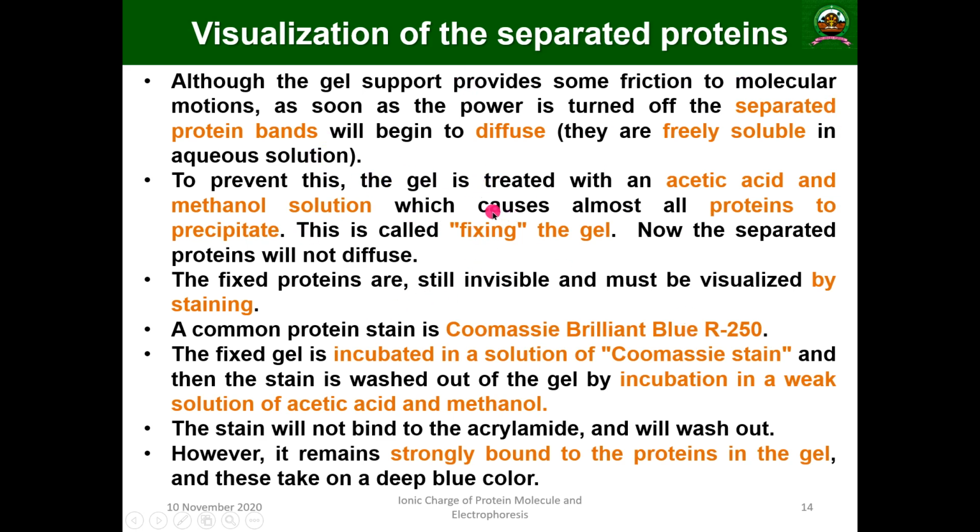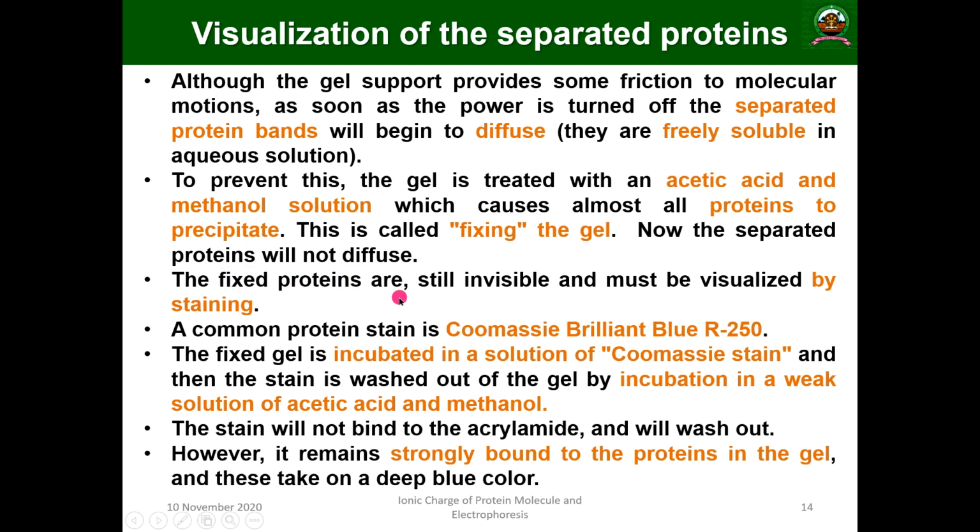In order to prevent this, immediately the gel is treated with an acetic acid and methanol solution, which causes almost all protein to precipitate. So when you add acetic acid and methanol, the protein precipitates and there will not be any diffusing of the protein. This process is known as fixing the gel. Now the separated protein will not diffuse. That is the important thing.